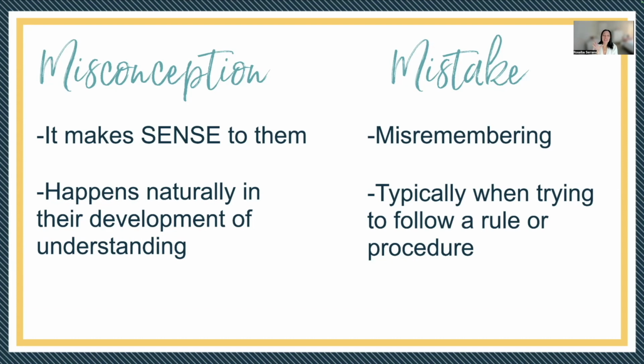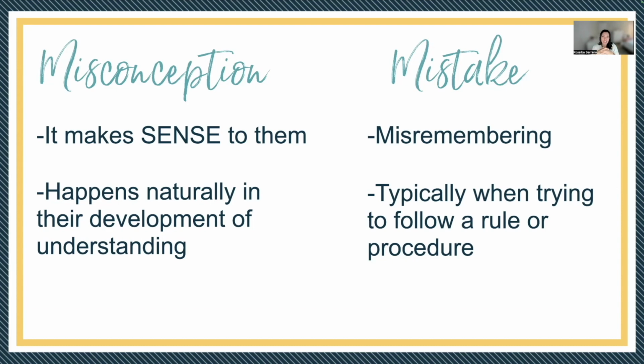So a misconception is something that happens naturally as students are building their understanding and reasoning. Now, this misconception makes sense to the student because it's based on their understanding. Now, a mistake is different. A mistake is when a student misremembers or misunderstands factual knowledge, right? So they often show up when a student is trying to follow a rule or a procedure that they don't fully understand.